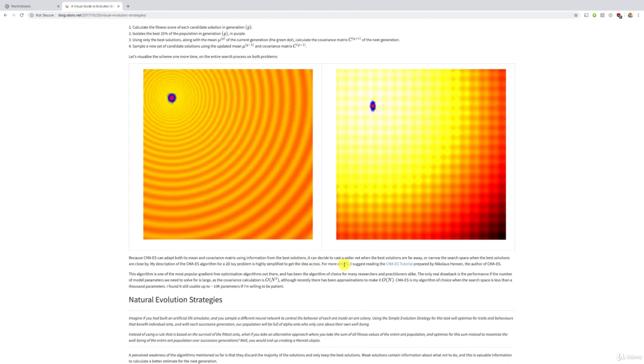Well, it can decide to cast a wider net when the best solutions are far away, when the best solutions are a couple more mountain shapes further. On the other hand, it can narrow the search space when the best solutions are close by, when they can be in the next mountain shape. So that's a pretty fascinating hack, in my opinion. It's really good that we can see this amazing simulation here. It really helps understand the intuition better.